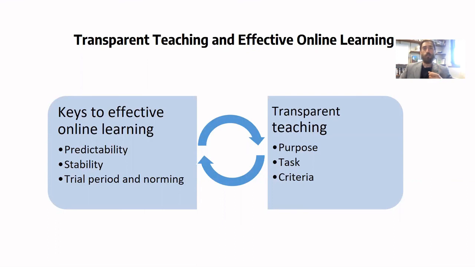Specifically, online pedagogy emphasizes the need to create predictable and stable learning environments to mitigate the confusion and newness of remote education, moving from that survival mindset to that learning mind. So employing transparent teaching principles in your own class design and assignments can help further these goals. And in the next 10 to 15 minutes here, I'll provide some specific examples of what this looks like.